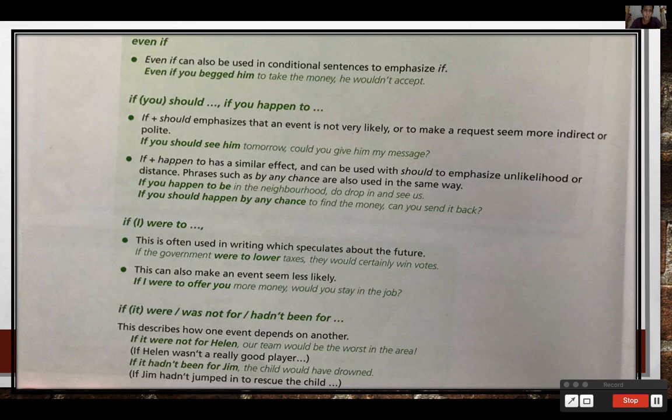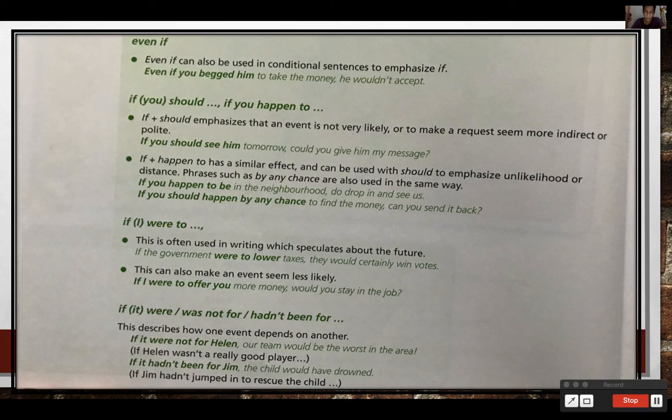And now, if plus happen to has a similar effect and can be used with should to emphasize unlikelihood or distance. Phrases such as by any chance are also in use in the same way. For example, if you happen to be in the neighborhood, do drop in and see us.